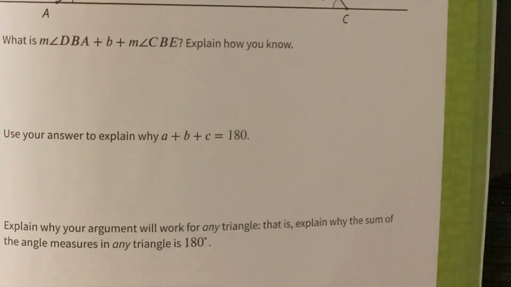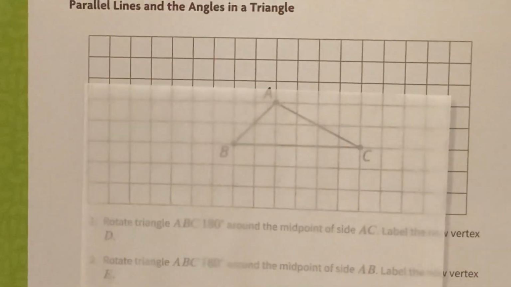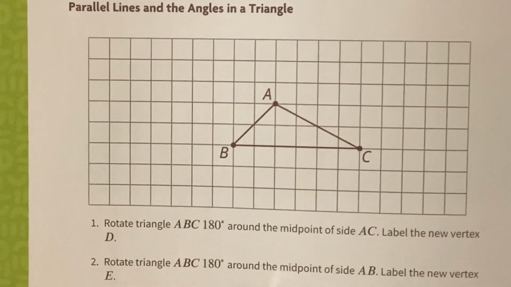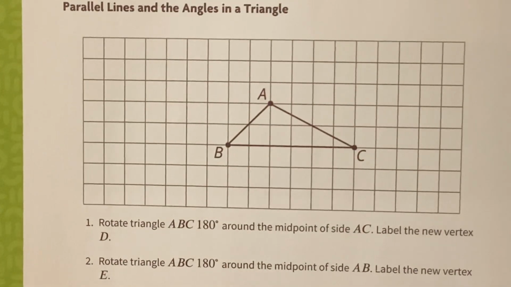All right, moving on to the next question. We'll do a little rotation here. If you do not have a piece of patty paper, I'd go get one quick like. I think it will be helpful for this question. All right, number 1, rotate triangle ABC 180 degrees around the midpoint of side AC.